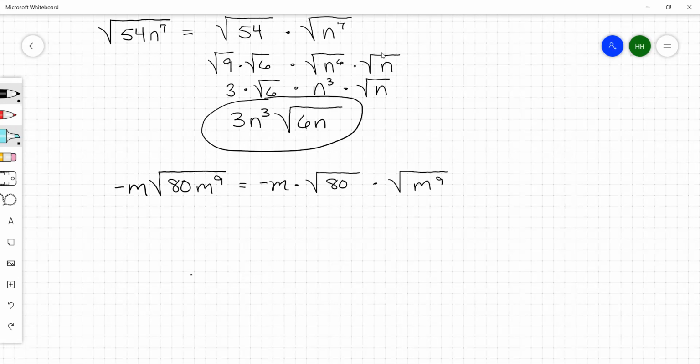Factor everything under the radical, but don't forget about this negative m right here. All right, bring it down. So we got negative m. We got the square root of 80. 80 divided by 4, 4 goes 20 times. 80 divided by 9 doesn't go. 80 divided by 16, 16 goes 5 times. So the square root of 80 simplifies to the square root of 16 times the square root of 5.